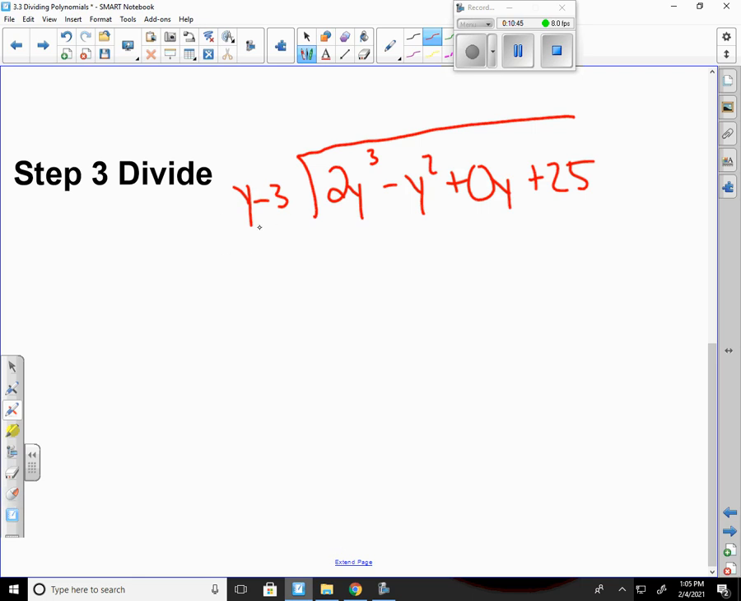Okay, what do I multiply y by to get 2y to the third? I would need to multiply it by 2y squared. Now 2y squared times y gives me 2y to the third, and distribute that to the negative 3 as well. Now it's minus a negative 6, so that becomes plus 6y squared. If you have a hard time remembering that, just remember to change the signs. This is supposed to be a minus 6. If I multiply it, it becomes plus.